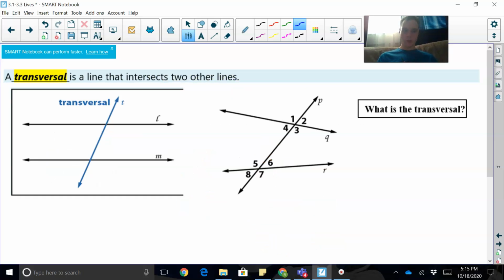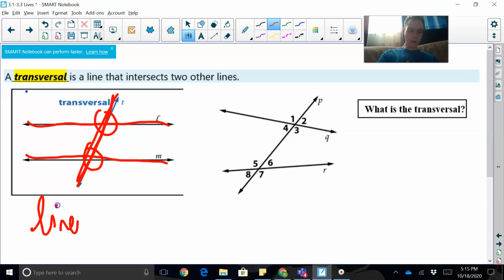A transversal is a line that intersects two other lines. So if we're going to identify the transversal in each of these, here, we can't assume these lines are parallel. They look parallel, but we can't say for sure that they are because there are no arrows. The transversal here is T because this is the line that intersects these two at two distinct points. Remember, the transversal line intersects two of the lines. So here's two lines, and here's a line that intersects two lines.